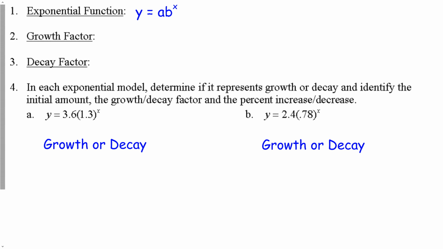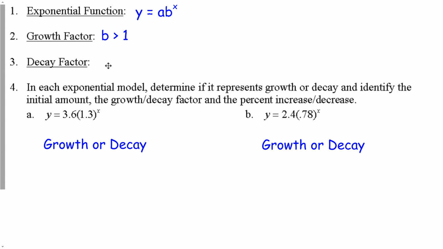The b value is the only value that has the exponent of x on it. It's called an exponential function because your variable x is the exponent. All right, in this you have what's called a growth factor. Your growth factor is your b value whenever b is greater than 1.